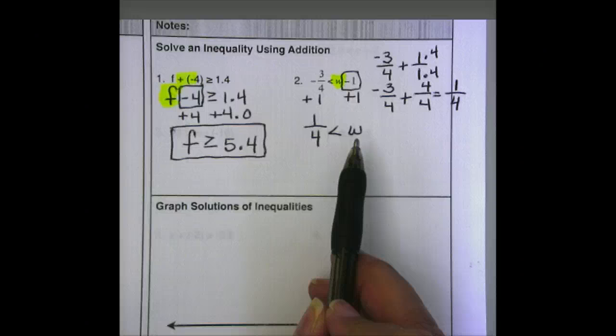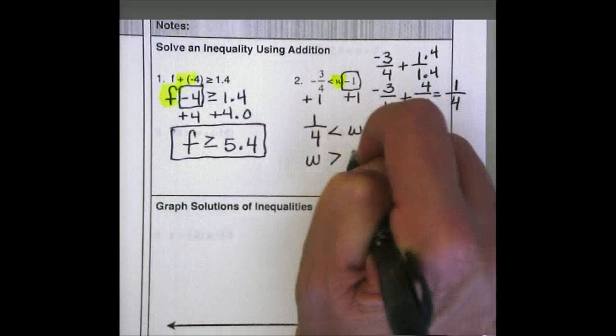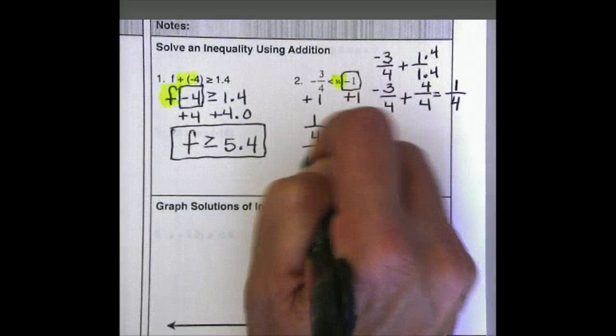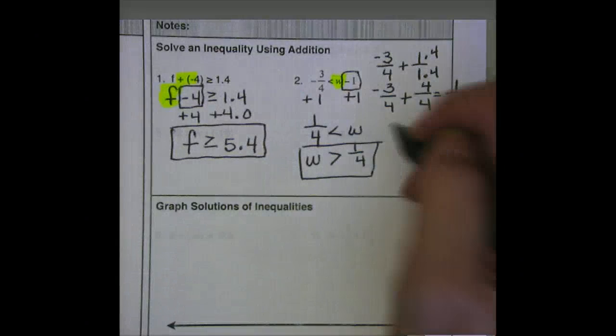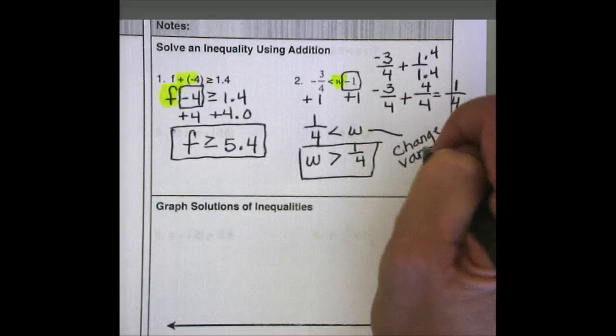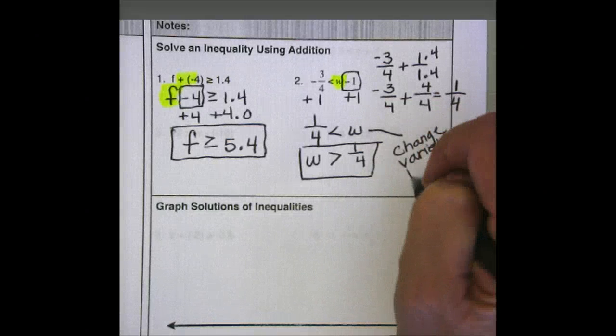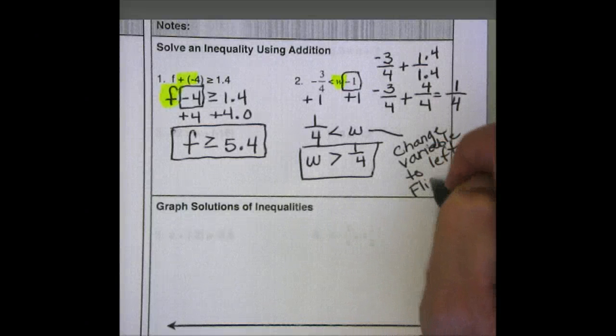But now we talked about that we need to move our variable to the left side. So when we do that, we're going to flip our symbol, and it'll be W is greater than 1/4. Okay, so change variable to left. Flip symbol.